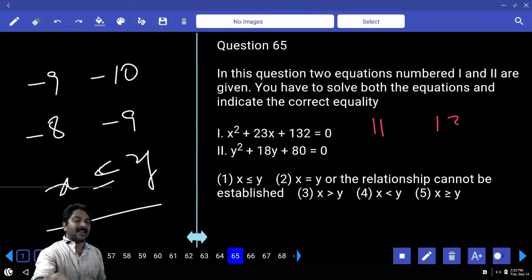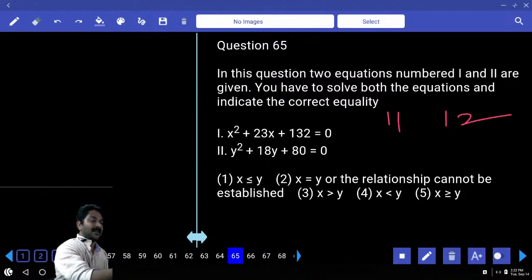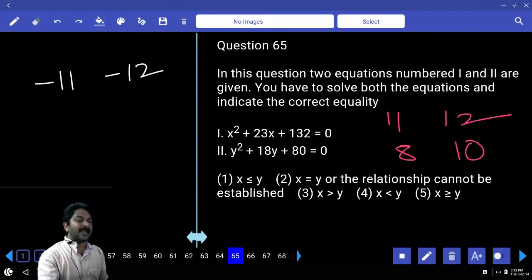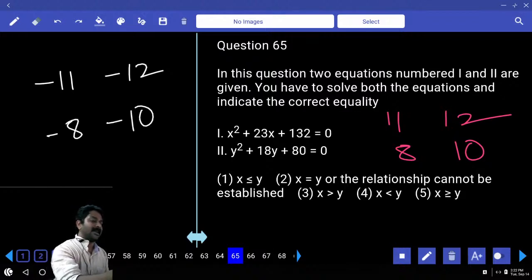132, combination 11 and 12. Plus 11 plus 12, that is plus 23. Then factors are minus 11 minus 12. Product must be 80: 8 and 10. Plus 8 plus 10. Factors minus 8 minus 10.